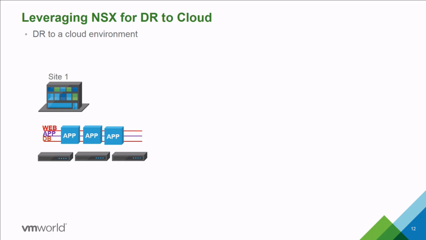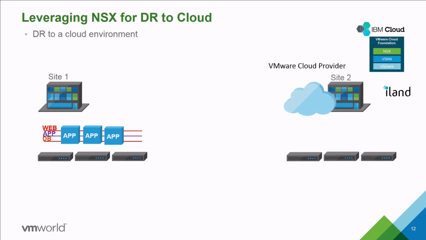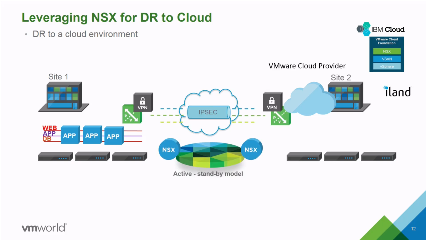Another way to do it is you could have site 1 local. Again, you could have a site 2 within a cloud environment. Could be IBM Cloud, could be another VMware cloud provider like Island. Richard's going to present here on how they're using NSX with Island today. And you could do IPsec. So you can use NSX to do IPsec between the sites. Your active application could be local. Your standby could be within the cloud environment.